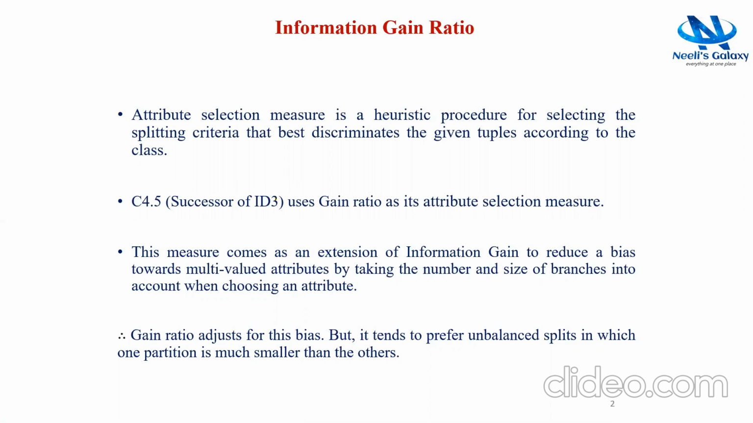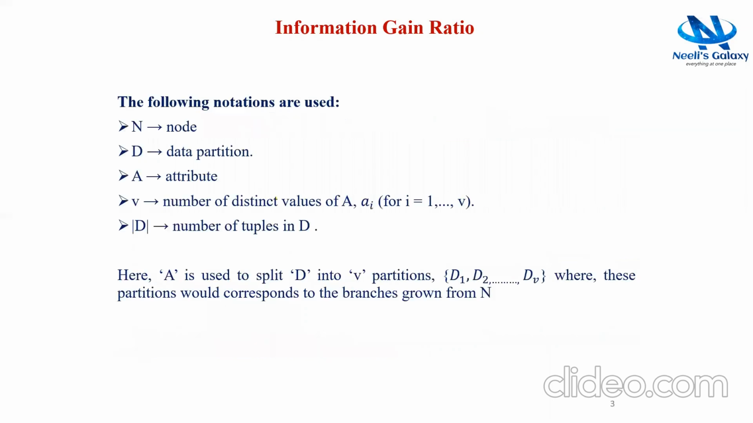This measure comes as an extension of information gain to reduce a bias towards multi-valued attributes by taking the number and size of branches into account when choosing an attribute. Therefore, gain ratio adjusts for this bias, but it tends to prefer unbalanced splits in which one partition is much smaller than the others. I will provide the link regarding the information gain in the description section. Please refer to that if you want the description regarding the information gain.